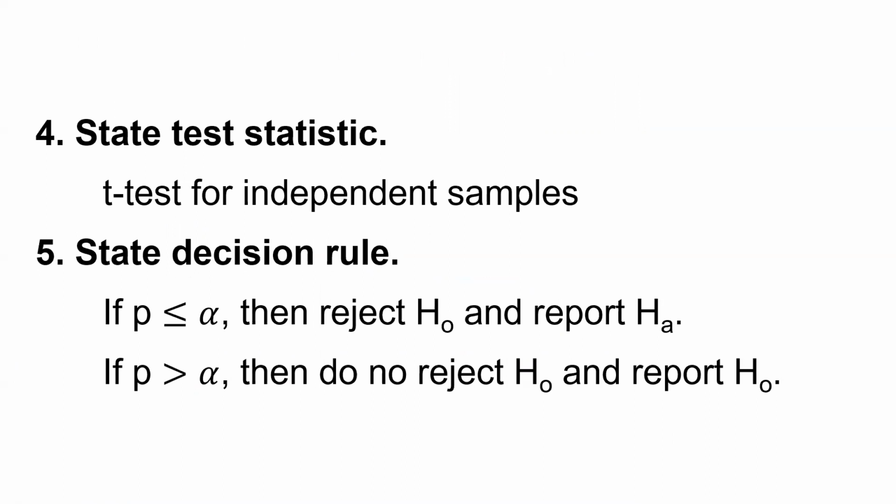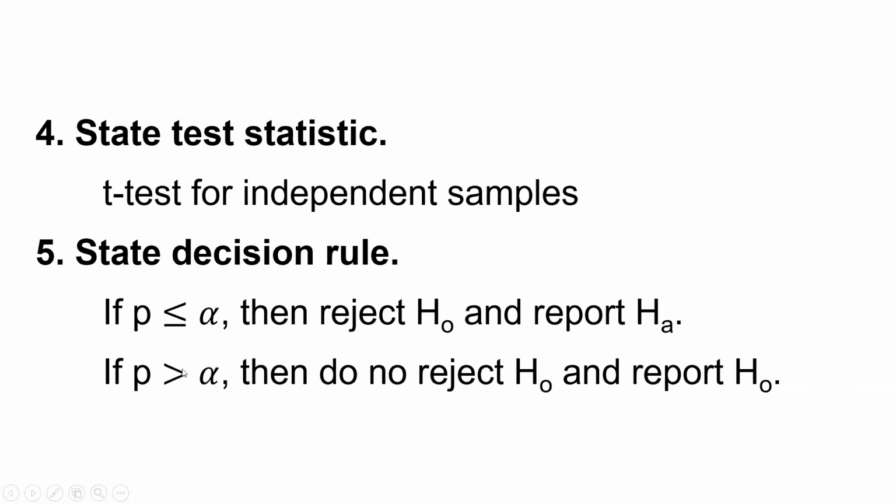Reject the HO and report the HA. Where do you want to report, the first or the second? Because P is greater. The greater than symbol is like facing left, and the less than symbol is like facing right. This is our greater than symbol.